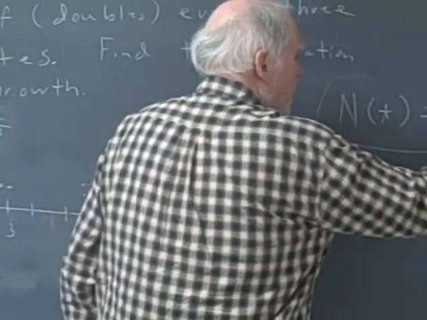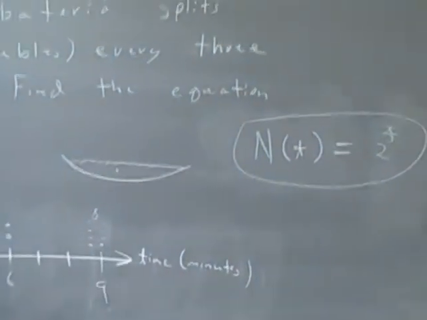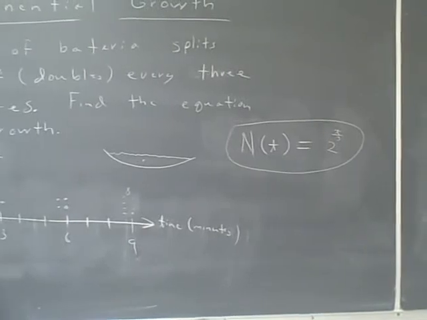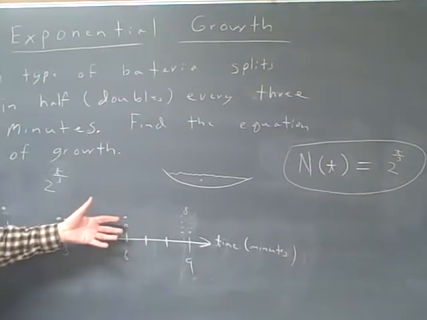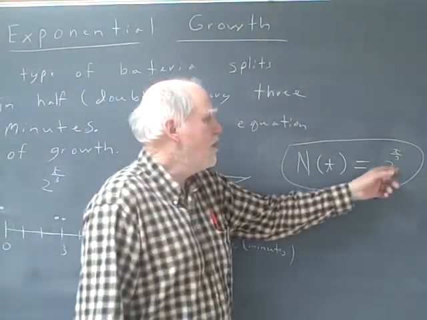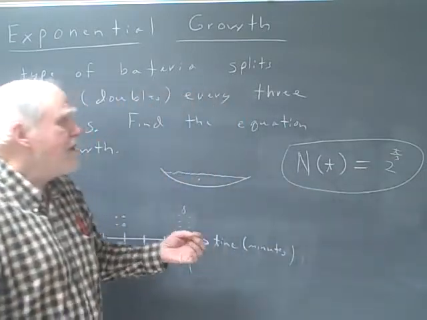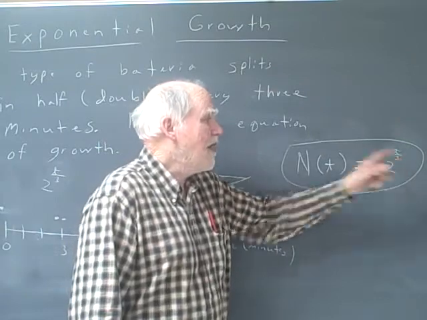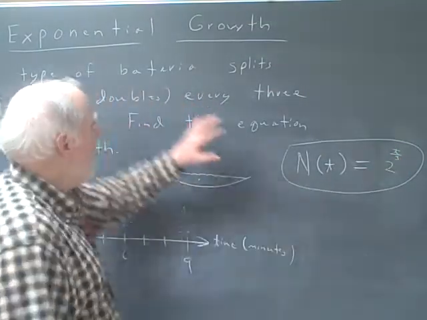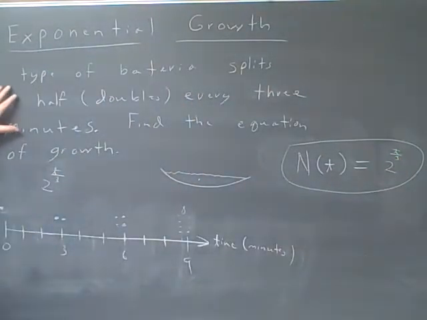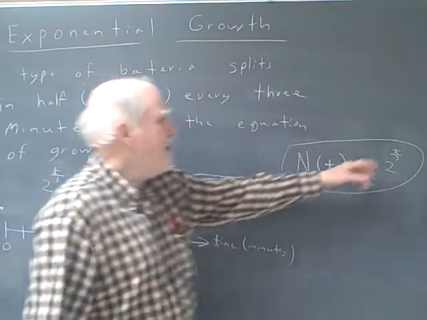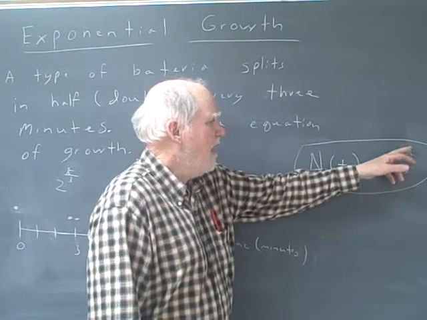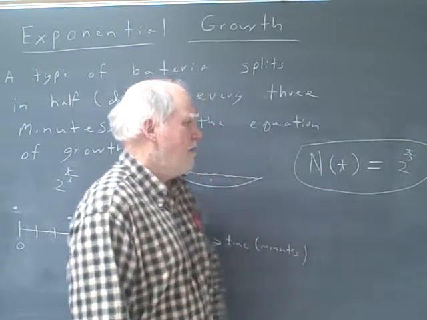The number at time t equals 2 to the t over 3 if it doubles every 3 minutes. And then I say, well, what happens if it doubles every 4 minutes? And people say, oh, well, then it's 2 to the t over 4. I say, what happens if it doubles every 9.6 minutes? Then it's 2 to the t over 9.6. So however long it takes for this to double, you simply put t over that number. This is the number that tells you it doubles, and this is how long it takes it to double.